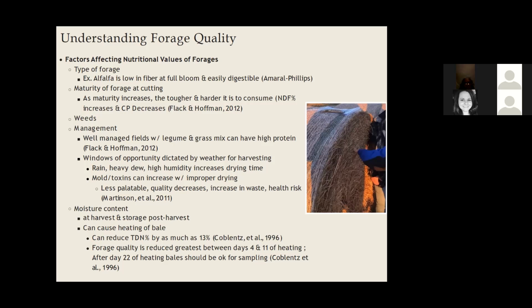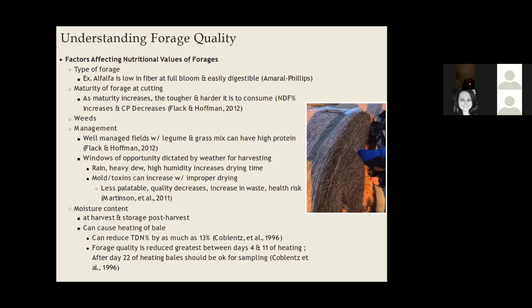And so that's probably the one thing we want to hammer home tonight: if we can harvest earlier at pre-bloom or early bloom or early seed formation, or prior to seed formation of our grasses, we're going to increase our nutrient content. Weeds are going to reduce the forage value. Management, well-managed fields with legumes and grass mixes can have high protein. There's windows of opportunity dictated by weather for harvesting.